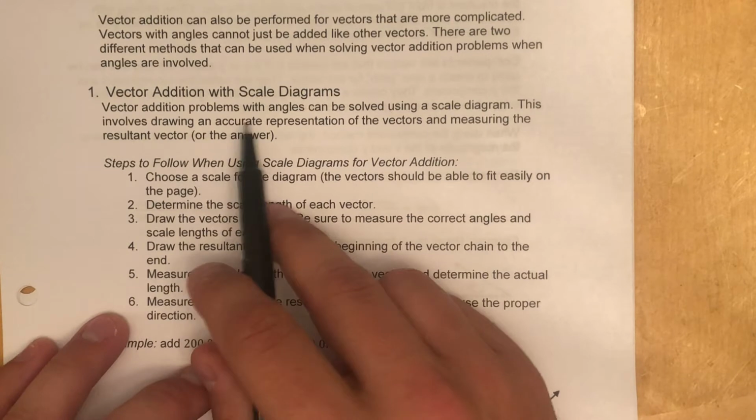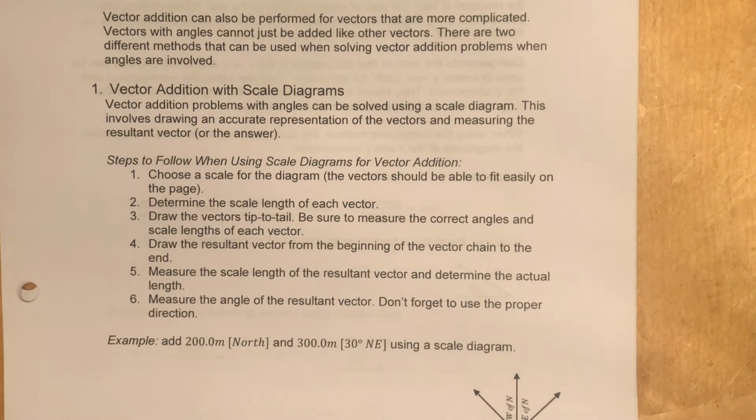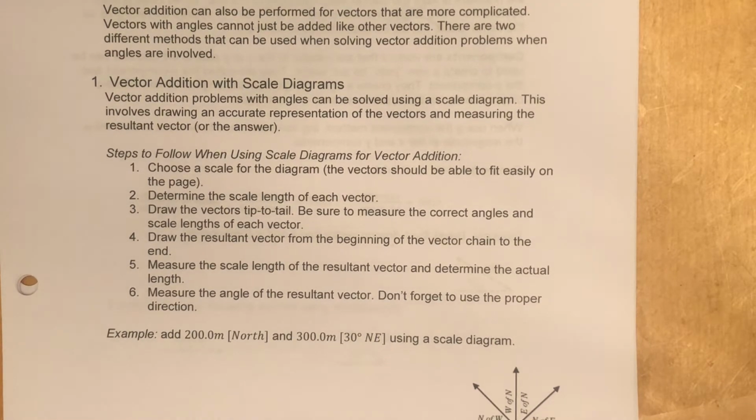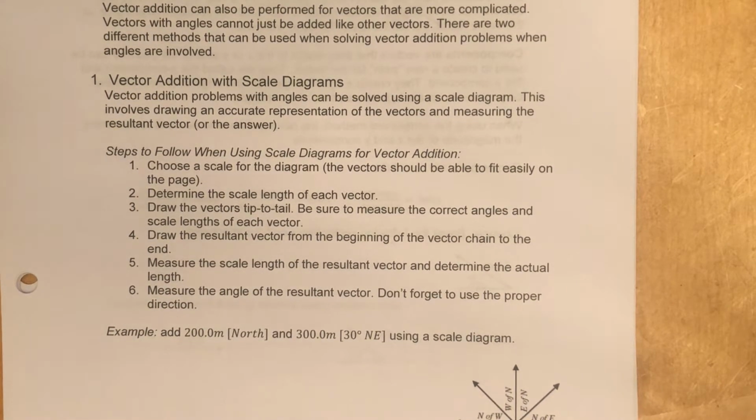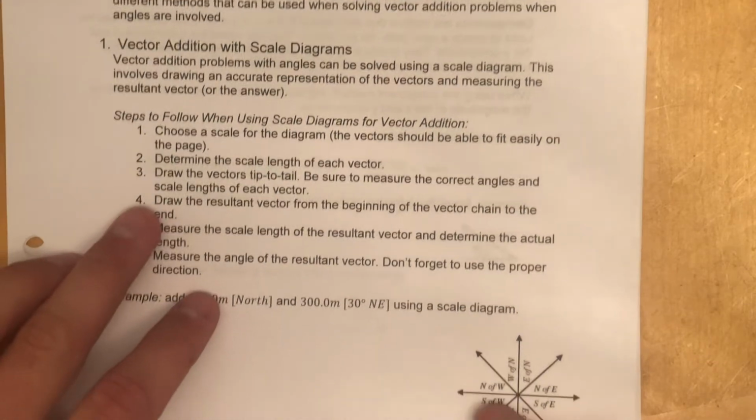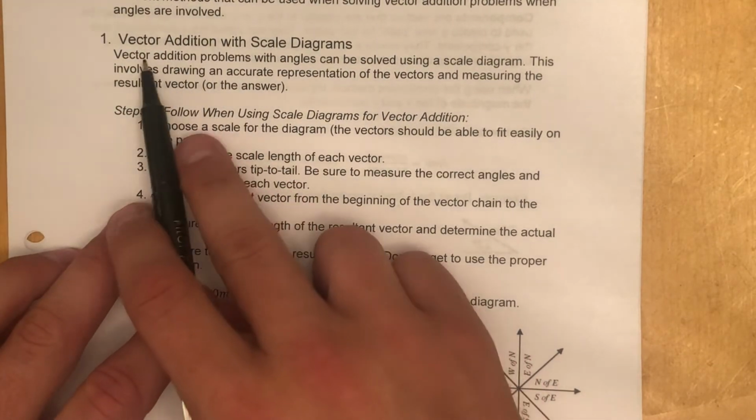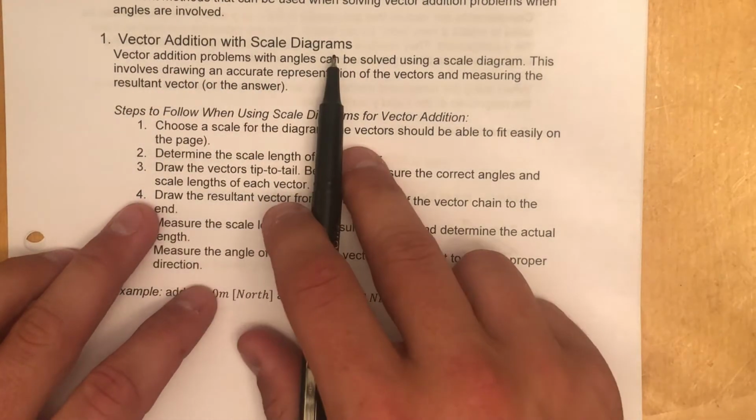Vector addition problems with angles can be solved using a scale diagram. This involves drawing an accurate representation of the vectors and measuring the resultant vector, which would be the answer. You will need also a protractor to properly measure the angles for this as well. And so you might not be able to draw these out precisely today when you watch the video, but in the future you're going to need to make sure to have a ruler and a protractor with you when drawing specifically the vector addition with scale diagrams.